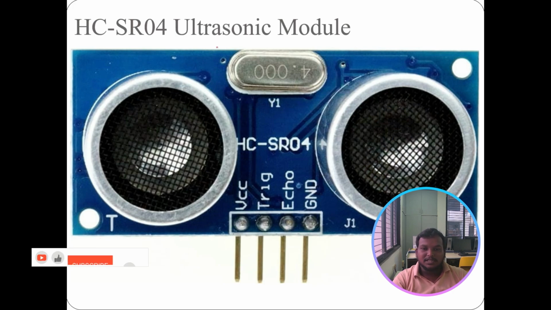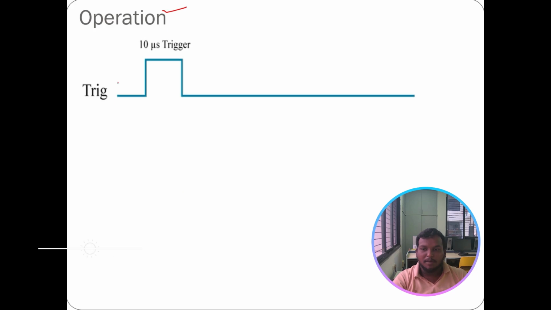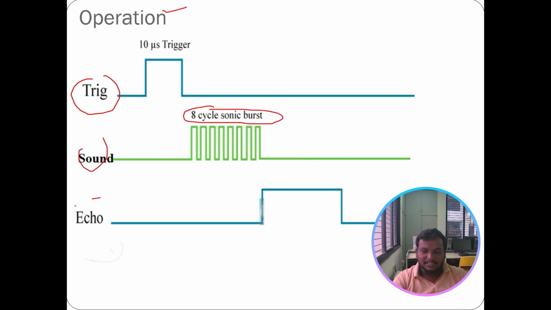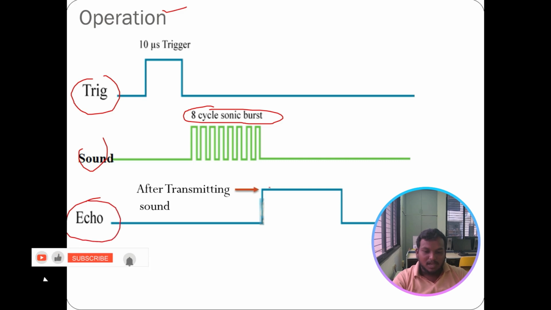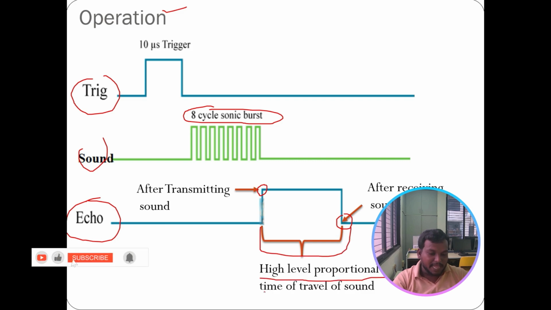This is the ultrasonic sensor module, the HC-SR04. What is the operation? We'll see the operation. This is the trigger, this is the sound, 8 cycle sonic burst, and this is echo. After transmitting sound from here and receiving sound from here, this length is the high level pulse, the time of travel of the sound.